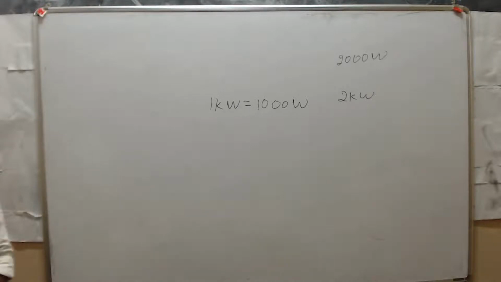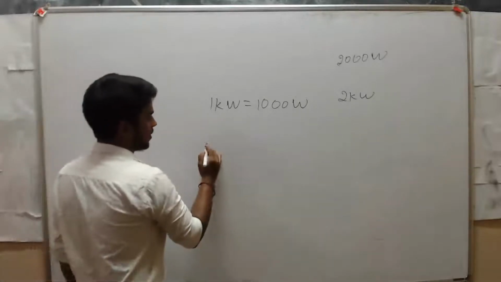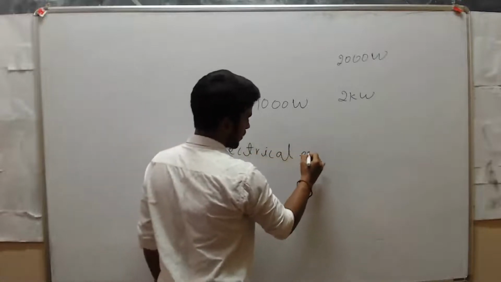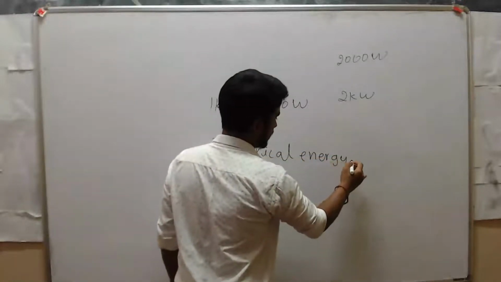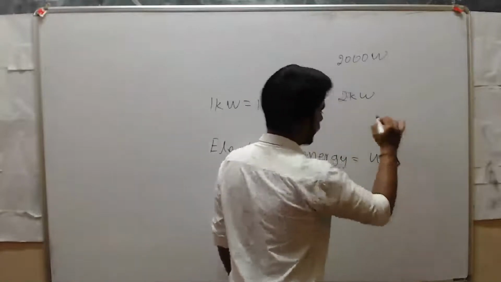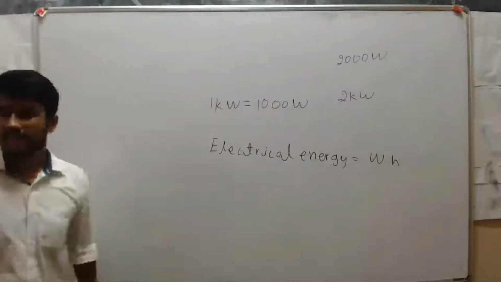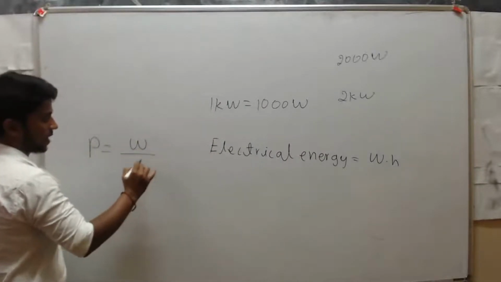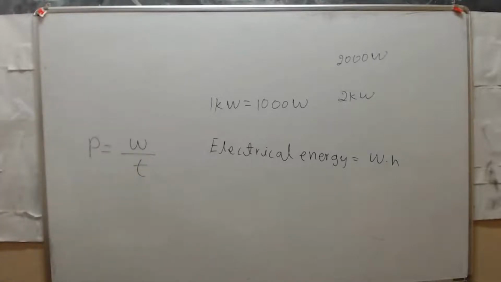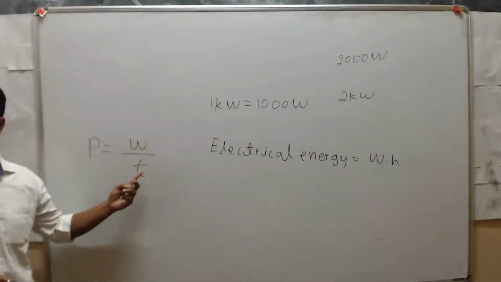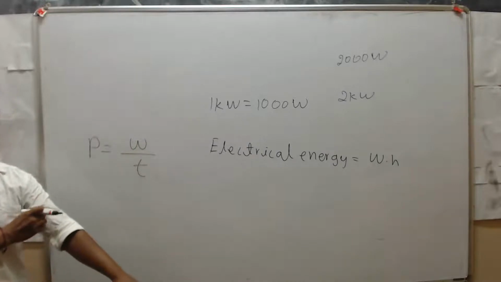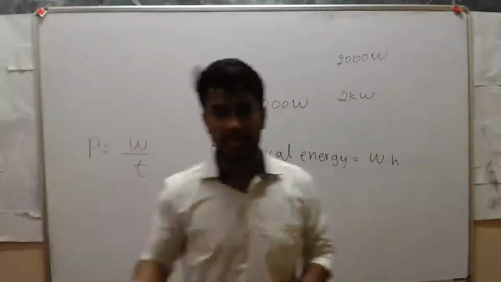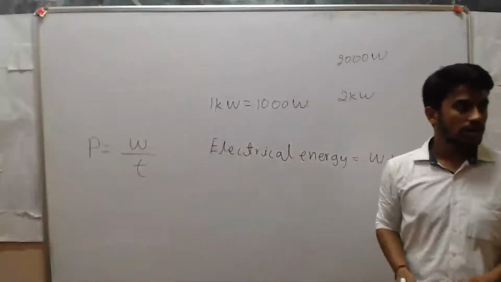Next, the unit of electrical energy. The unit of electrical energy is watt into hour. You know the formula: P is equal to work done divided by time. Power equals work done divided by time. So here, work done means what? Can I say work done equals electrical energy? In the previous topic we studied work done equal to heat energy. So we can say that work done equals electrical energy.